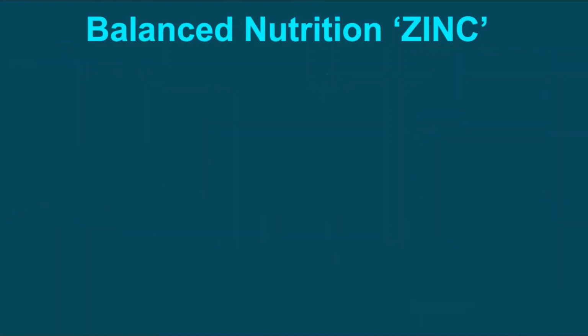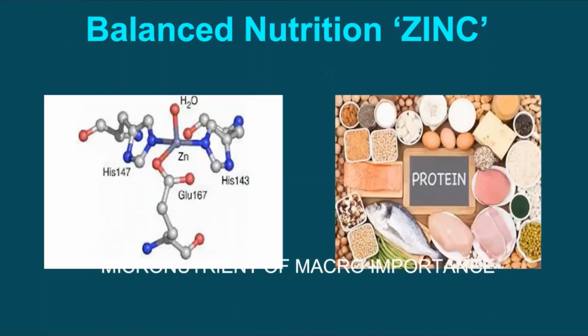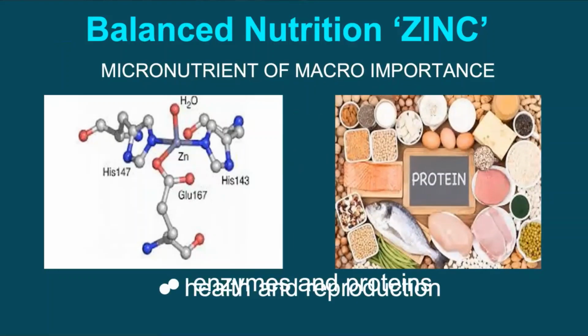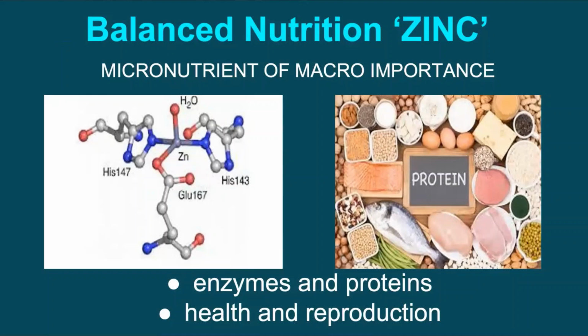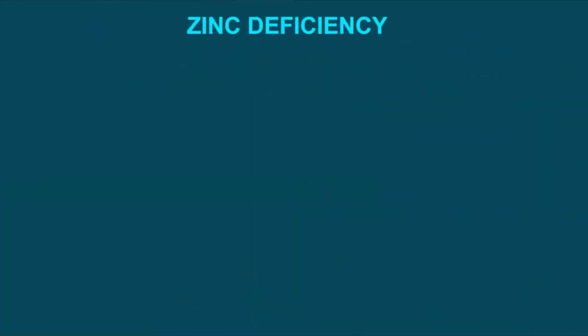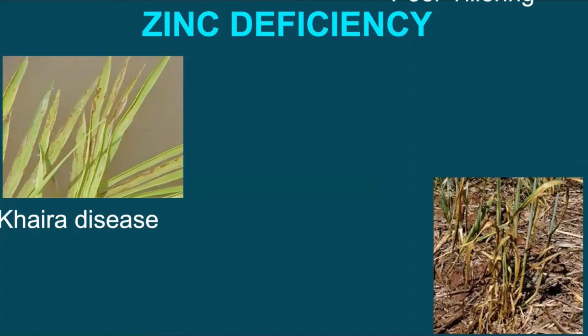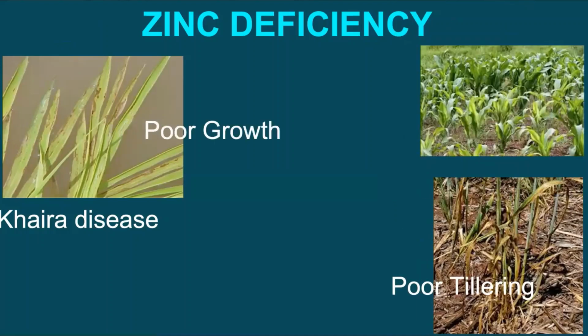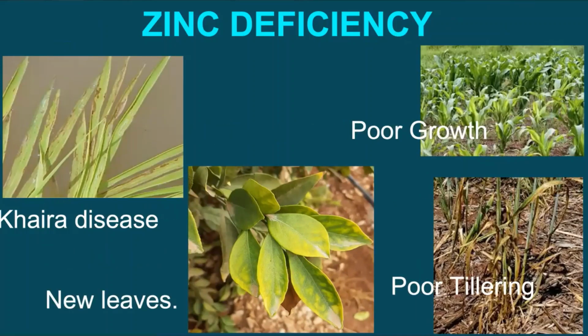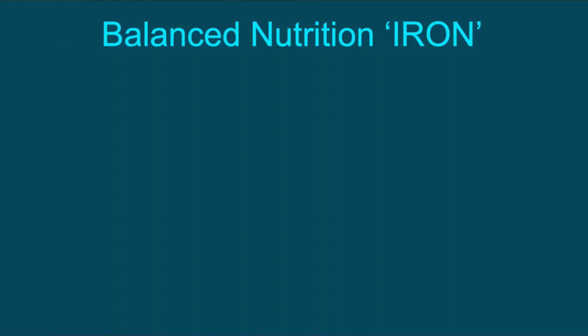Zinc, being an important constituent of several enzymes and proteins, is a micronutrient of macro importance. It plays a direct role in growth, good health, and reproduction. Zinc deficiency is a common problem in alkaline and calcareous soils, and Khaira disease of paddy is the best example of zinc deficiency. Zinc is immobile, hence the deficiency symptoms occur in the new leaves. Absence of zinc in the soil leads to poor growth, fewer tillers, delayed maturity, and yield loss may be up to 40%.